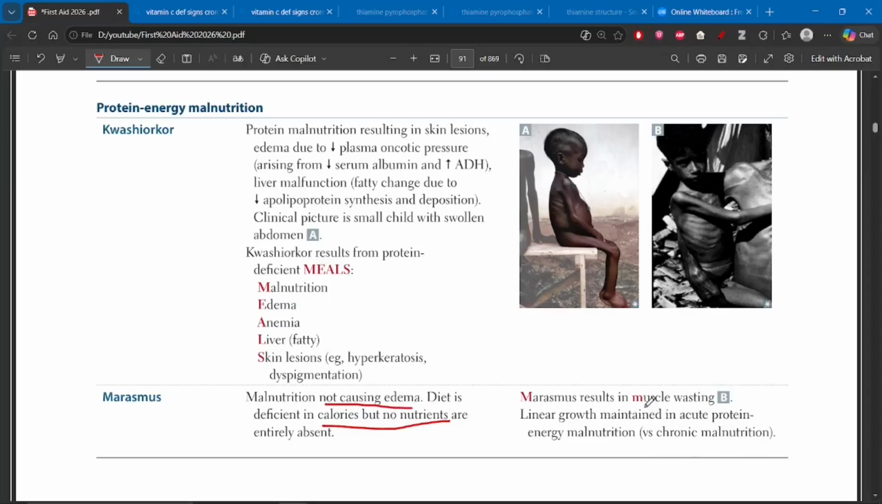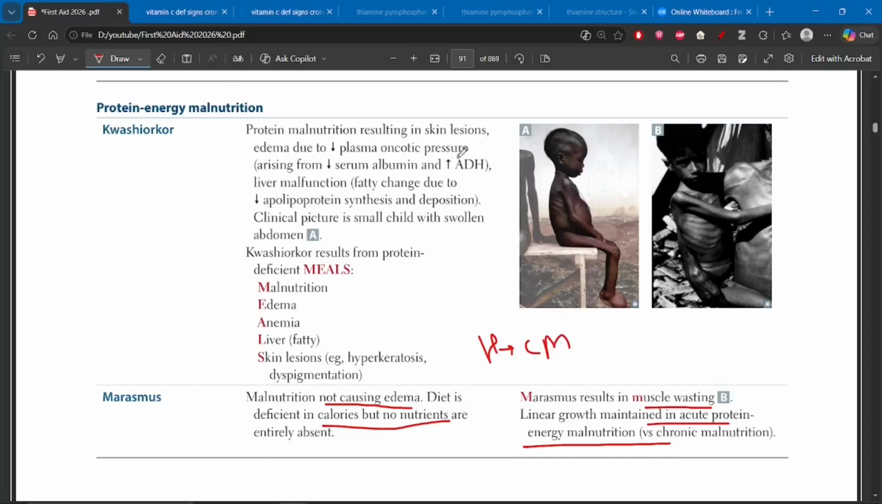It can lead to muscle wasting, and linear growth is maintained in acute protein energy malnutrition. So, if the patient is acutely malnourished, the linear growth is maintained, whereas chronic malnutrition affects the linear growth. So, height is affected by chronic malnutrition.